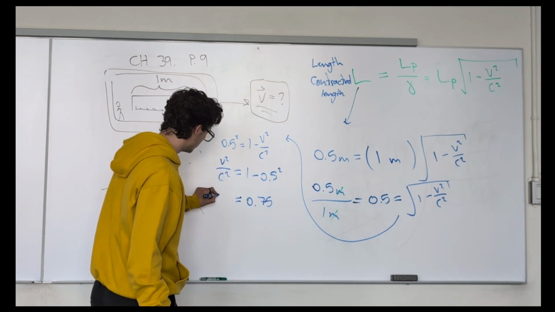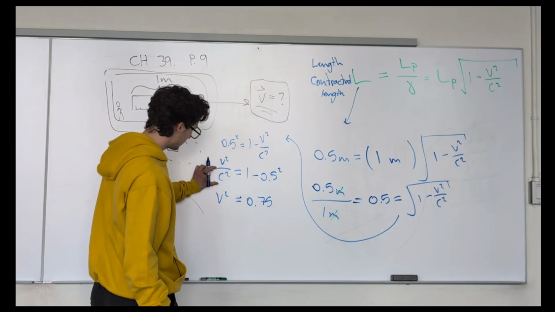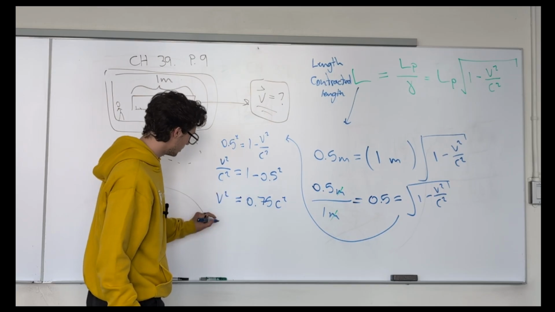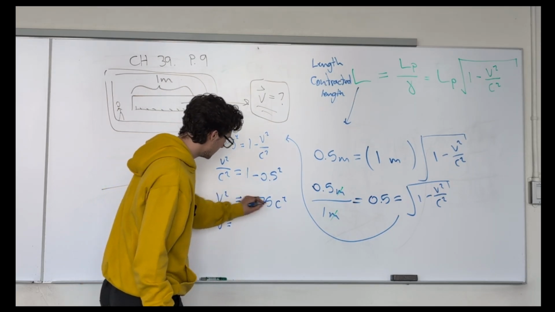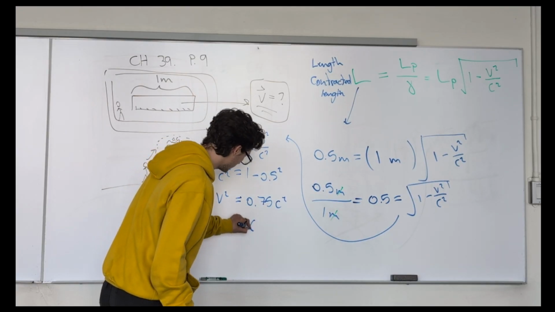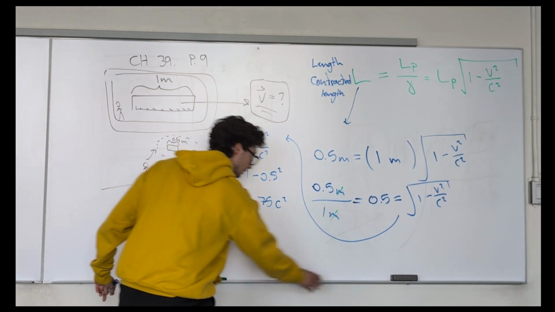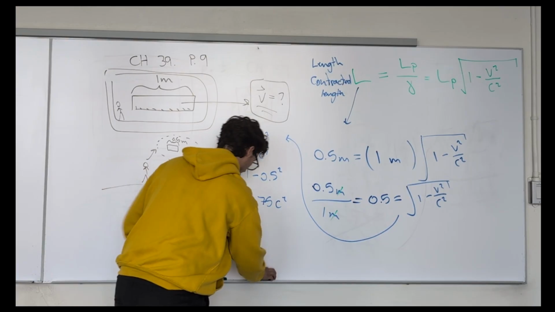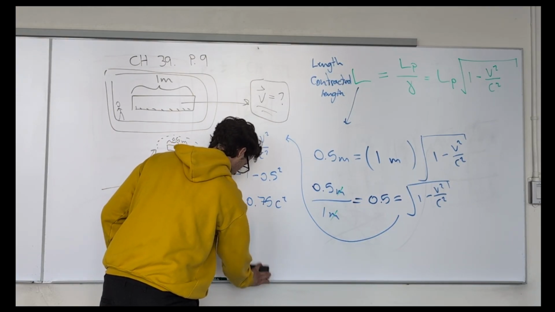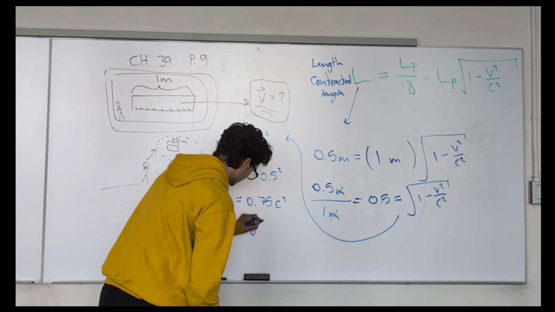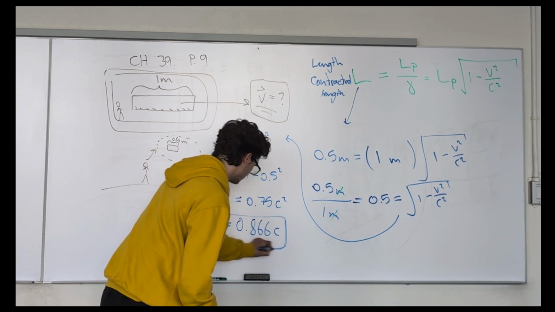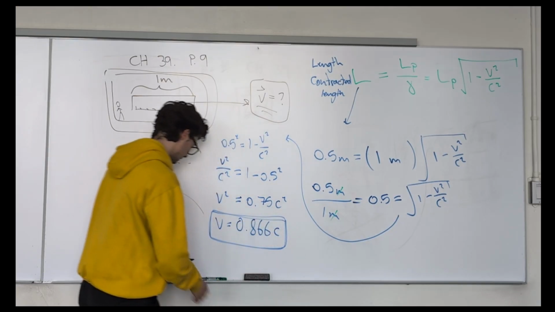Here we have v squared. I multiply c on this side, I get c squared. If I square root all of this, I get v is equal to the square root of 0.75, which from the last problem I remember is 0.866c. So I think this is the right answer.